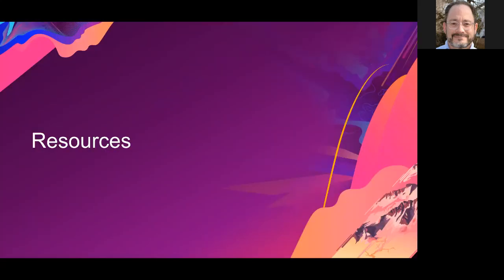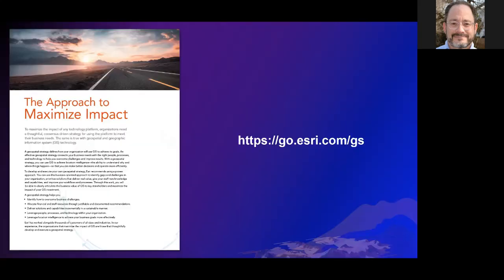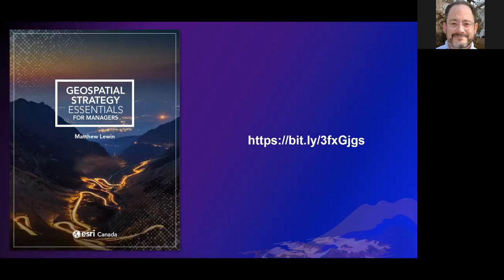All right, so now let's just go over some resources and a conclusion. First of all, on geospatial strategy, the approach to maximize impact is our starter document on that. You can get that at this URL. Here's a great book that covers this kind of stuff and a lot more. It comes to us from Matt Lewin up at Esri Canada, the Geospatial Strategy Essentials for Managers.